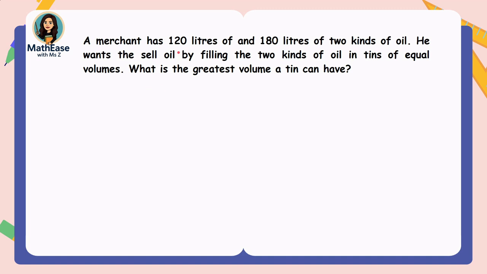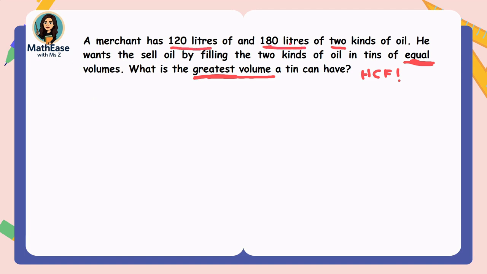And now let's solve our first word problem together. A merchant has 120 and 180 liters of two kinds of oil. He wants to sell the oil by filling both kinds into tins of equal volumes. What is the greatest volume a tin can have? Now, if you remember the first point we mentioned before, dividing something into equal parts, this problem fits that description perfectly. We are dividing the oil into equal parts and finding the greatest volume a tin can have. The word greatest is a hint in itself. This means we need to find the HCF of 120 and 180.